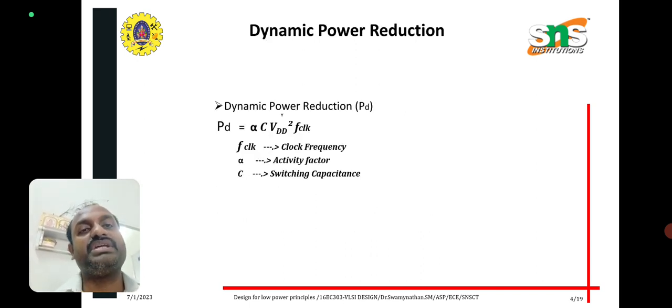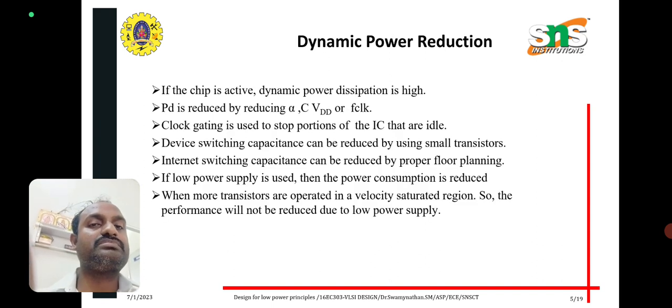The dynamic power reduction considers three main parameters. PD, the dynamic power, is defined as alpha into C VDD square F clock. F clock is the clock frequency, alpha is the activity factor, and C is the switching capacitance. Based on the switching capacitance, the dynamic power varies. If the chip is active, the dynamic power dissipation is high.